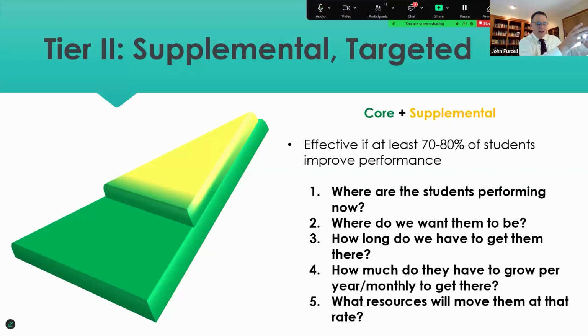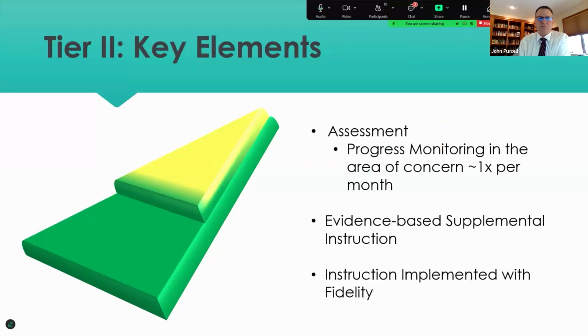I know the gen ed core instruction, I know what they must know and be able to do. But with this student, he's having trouble with not being able to do X or Y. Now I'm focusing on that. That's that focused and targeted supplemental support. The assessment is progress monitoring. It says one time a month. I would do that. As teachers, we're progress monitoring.